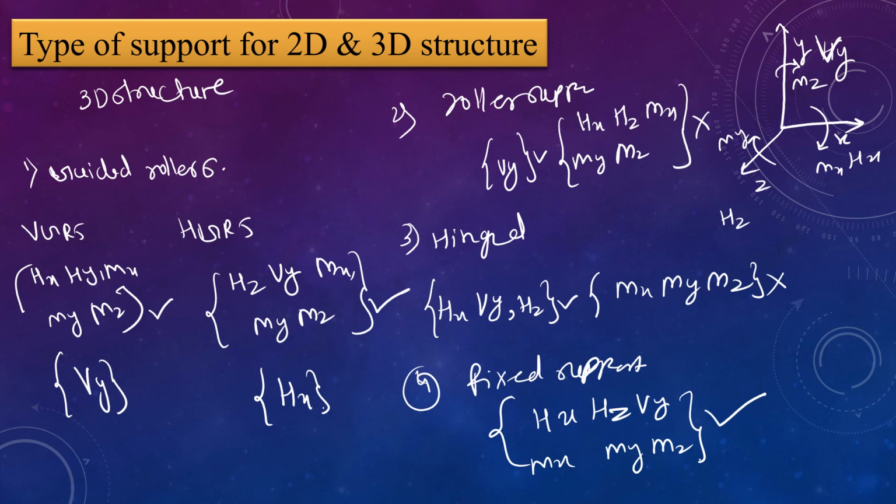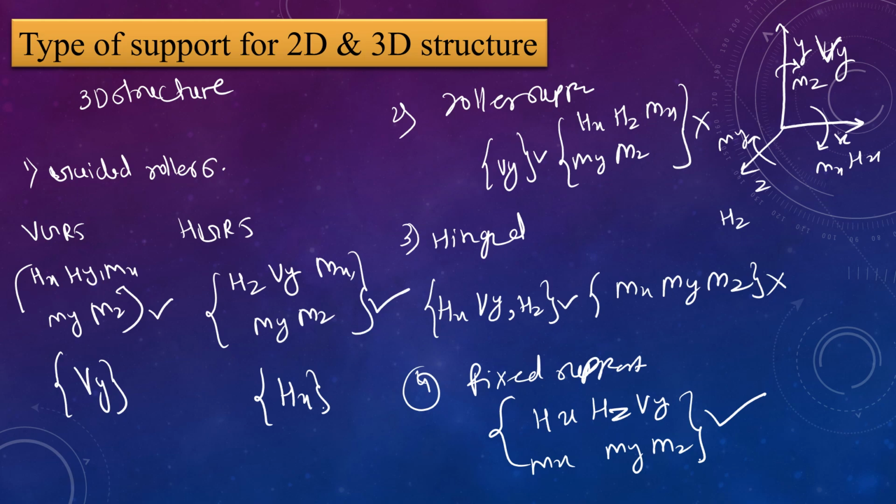Here one thing is important to remember: if in any support there is allowance of movement in any direction, then the value is absent there, because there is no restriction, so no value. And if there is a restriction of any kind of force on any support, then the value of that force is present there.